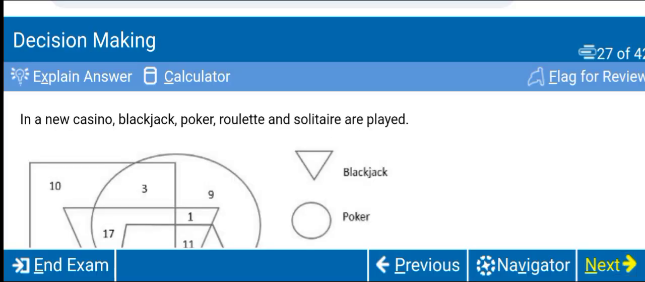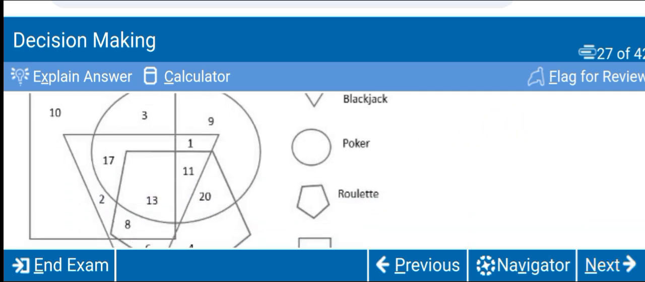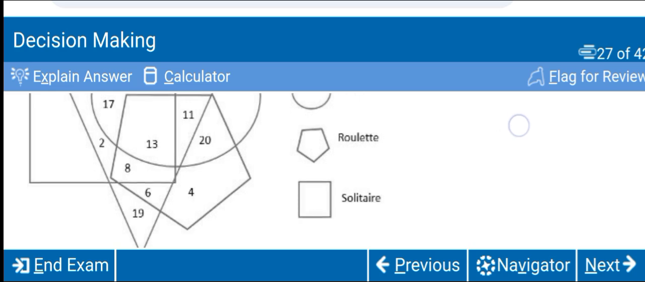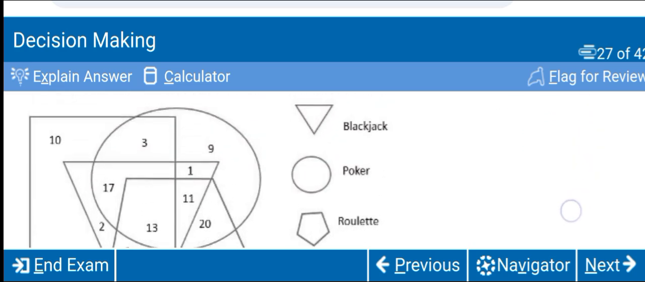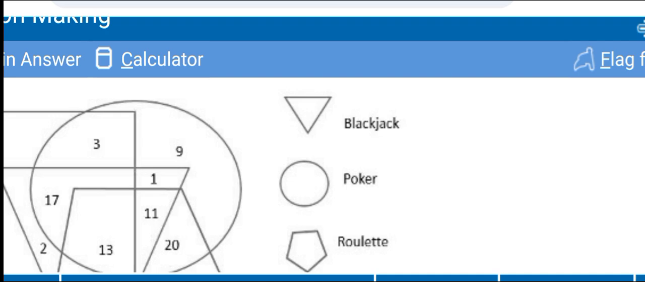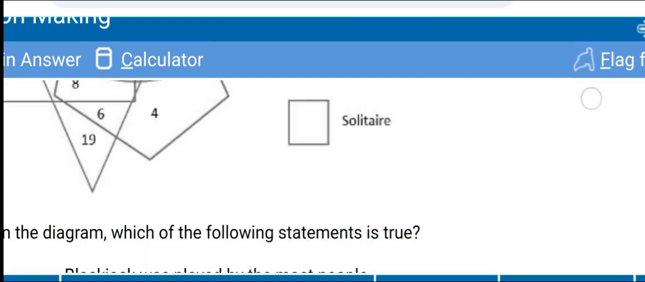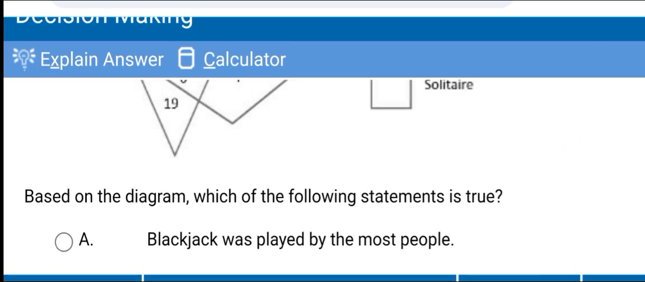In a new casino, blackjack, poker, roulette, and solitaire are played. So here we have this diagram. You can take a look at this one. Triangle represented blackjack, circle representing poker, and then we have roulette, solitaire. So based on the diagram, which of the following statements is true?